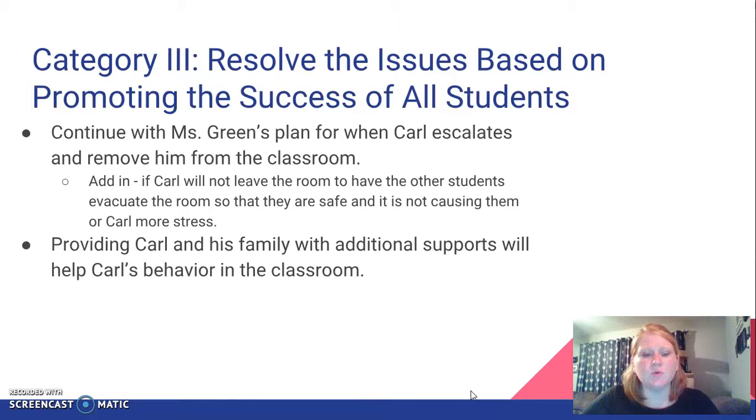I would like to provide Carl and his family additional supports. Those are going to help Carl's behavior in the classroom. If we can get some of the family issues resolved, that could help with Carl's aggression. That may very well be what has him so upset.